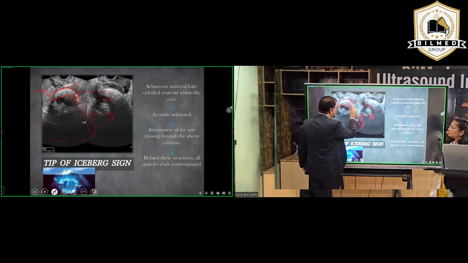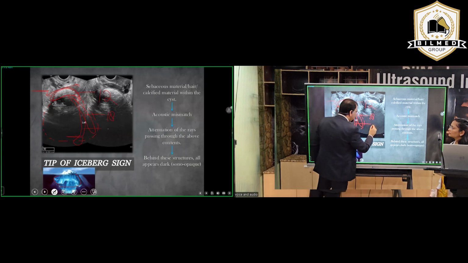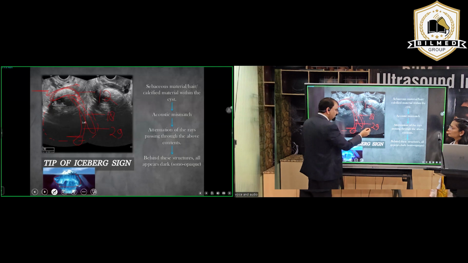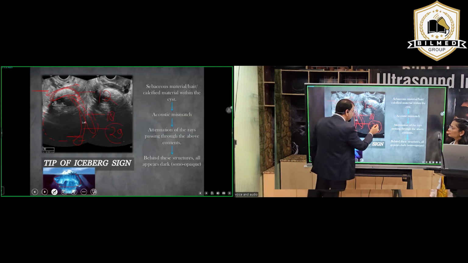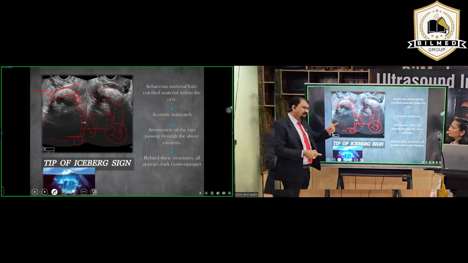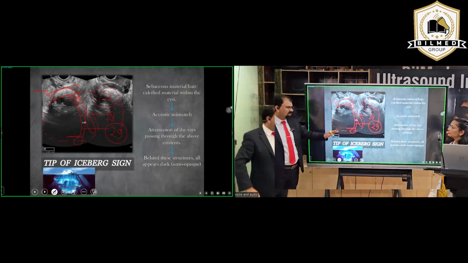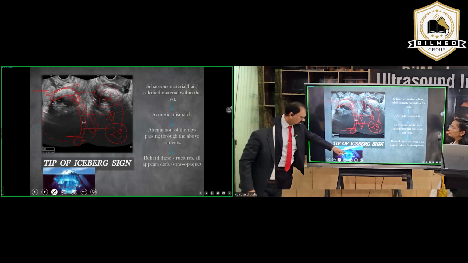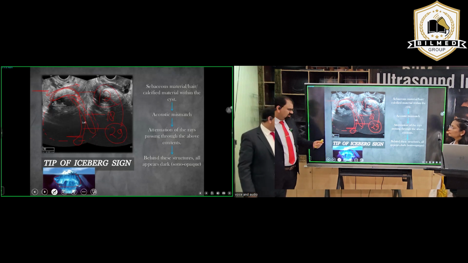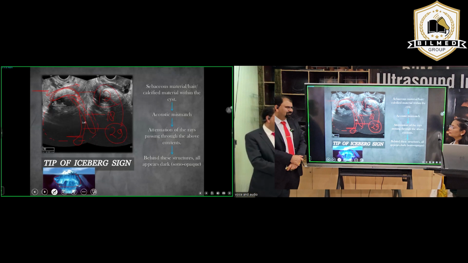You will see that from one point it will be maybe a 29. Then you have to multiply this 12 into 29. That is the actual approx. I will say not actual, but the approx measurement of this dermoid. So this is in brief a tip of iceberg sign.